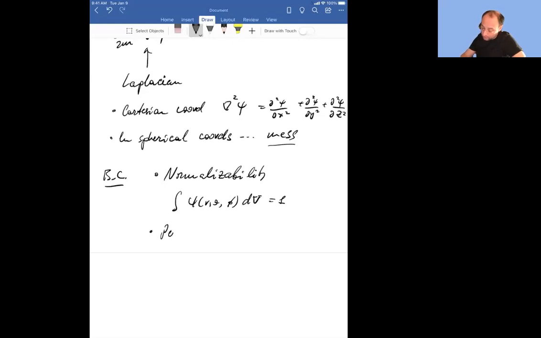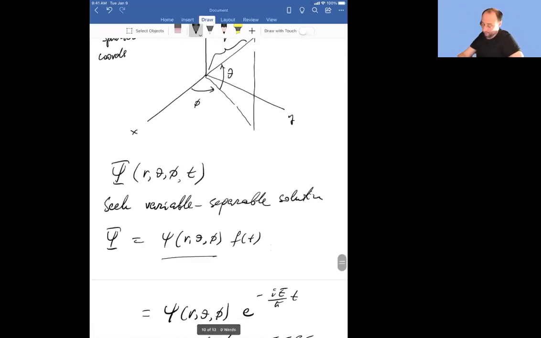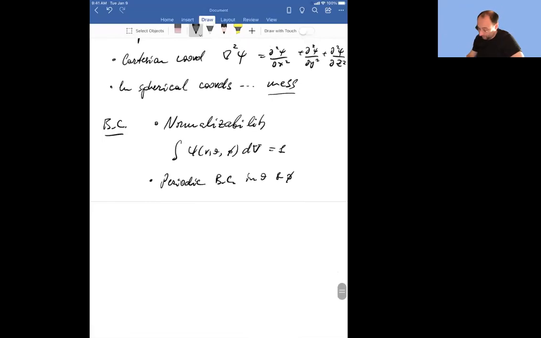But also periodic boundary conditions in theta and phi. This is new. So what this says is, as you go around any circle at a constant radius, you can go around as an azimuthal circle in the xy plane, or any circle. The solution has to smoothly connect with itself. You cannot have discontinuities. You cannot follow a circle and arrive at a different value of the solution.